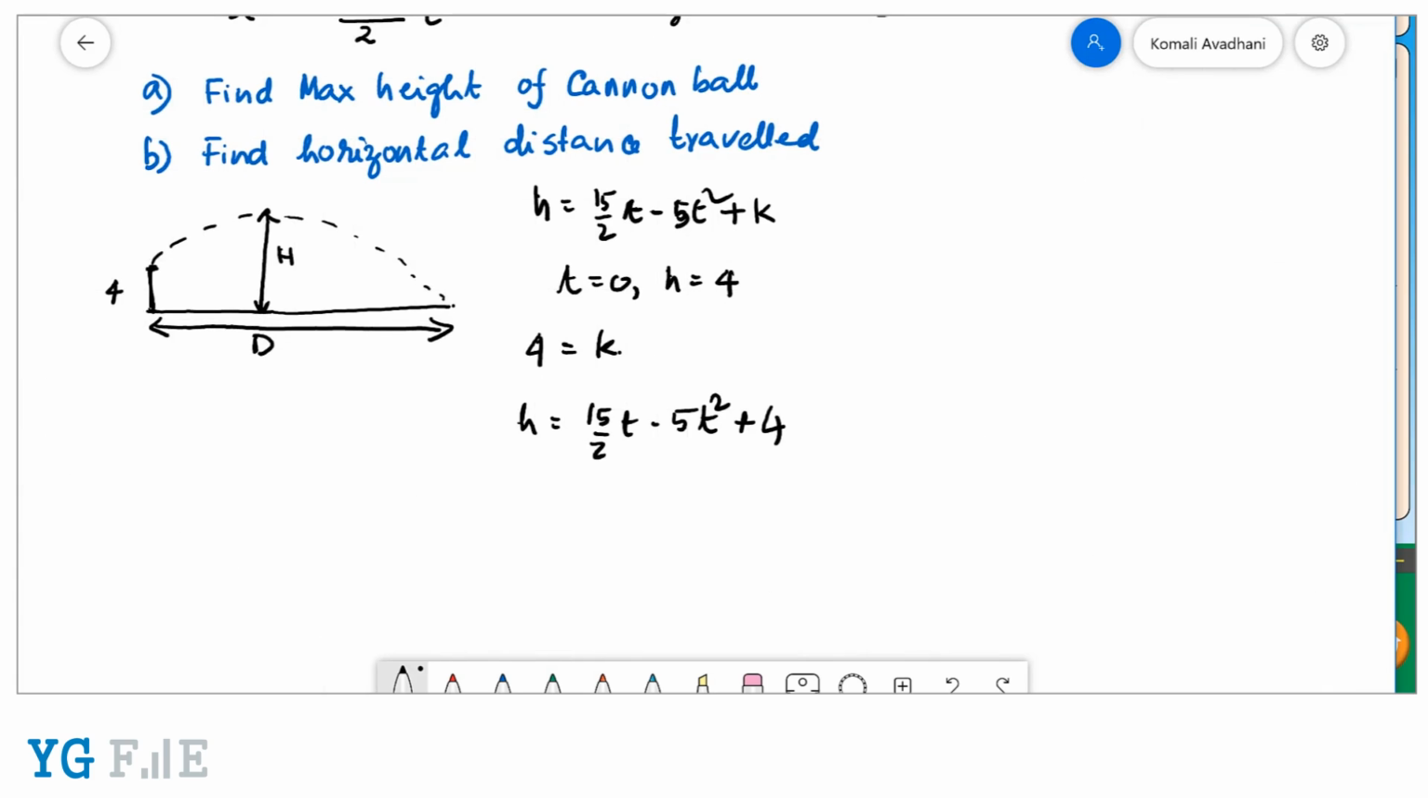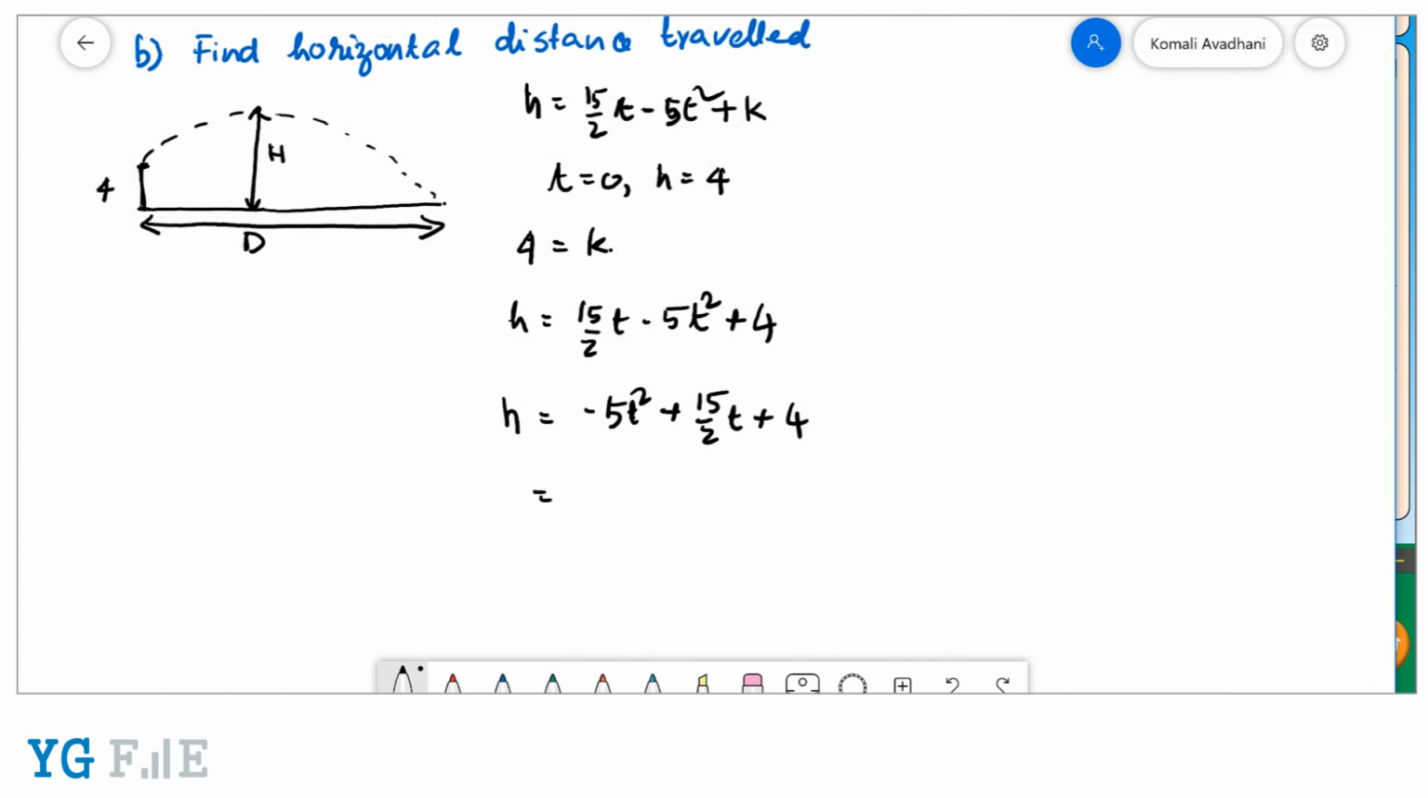Now we have to find the maximum height H. Remember that for finding the vertex point, because that is the maximum point, we typically use a binomial square technique. That means we will try to create this as a perfect square. So first, let us rearrange some terms here so that t square is the first term, and then we'll solve it in this fashion. We'll take minus 5 common, and then this becomes t square minus 3 by 2 t plus 4.